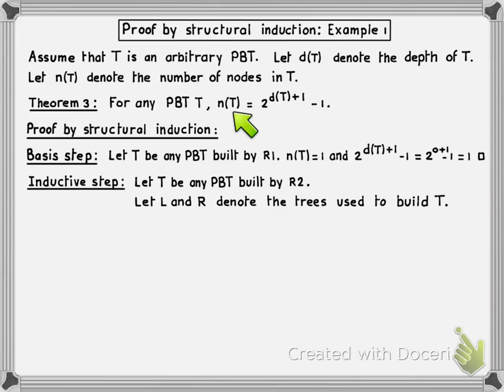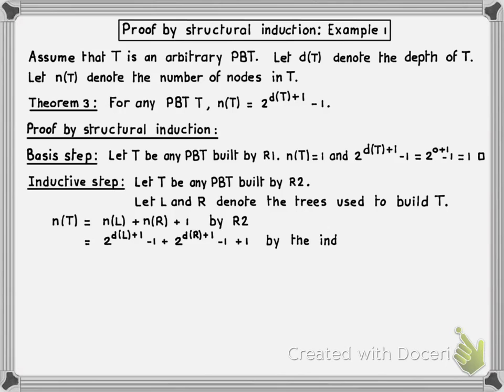So we're going to compute the total number of nodes in T, and according to rule R2, that number is just the total number of nodes in the two subtrees plus 1 to include the root node of T. So here is the expression for that number. Now we can use the inductive hypothesis to replace n of L by the corresponding expression in theorem 3, which is 2 to the power d of L plus 1 minus 1. And then we can use the inductive hypothesis a second time to replace n of R by the corresponding expression.